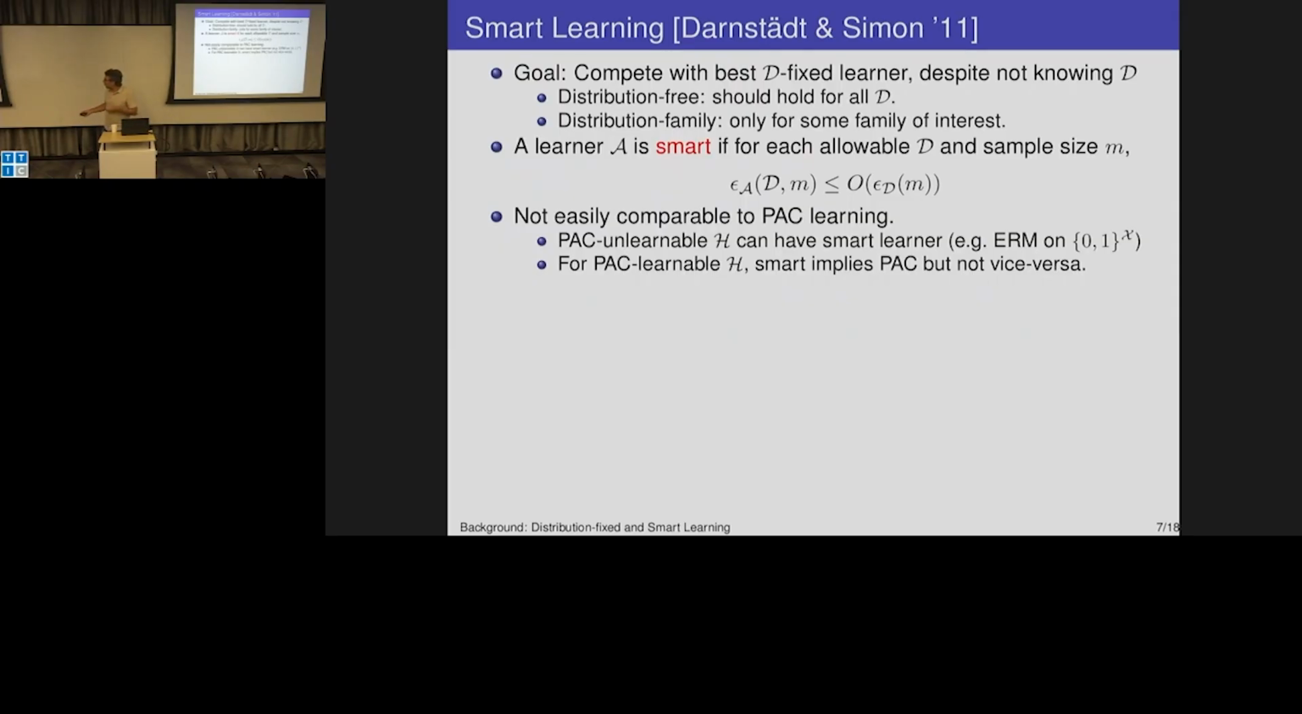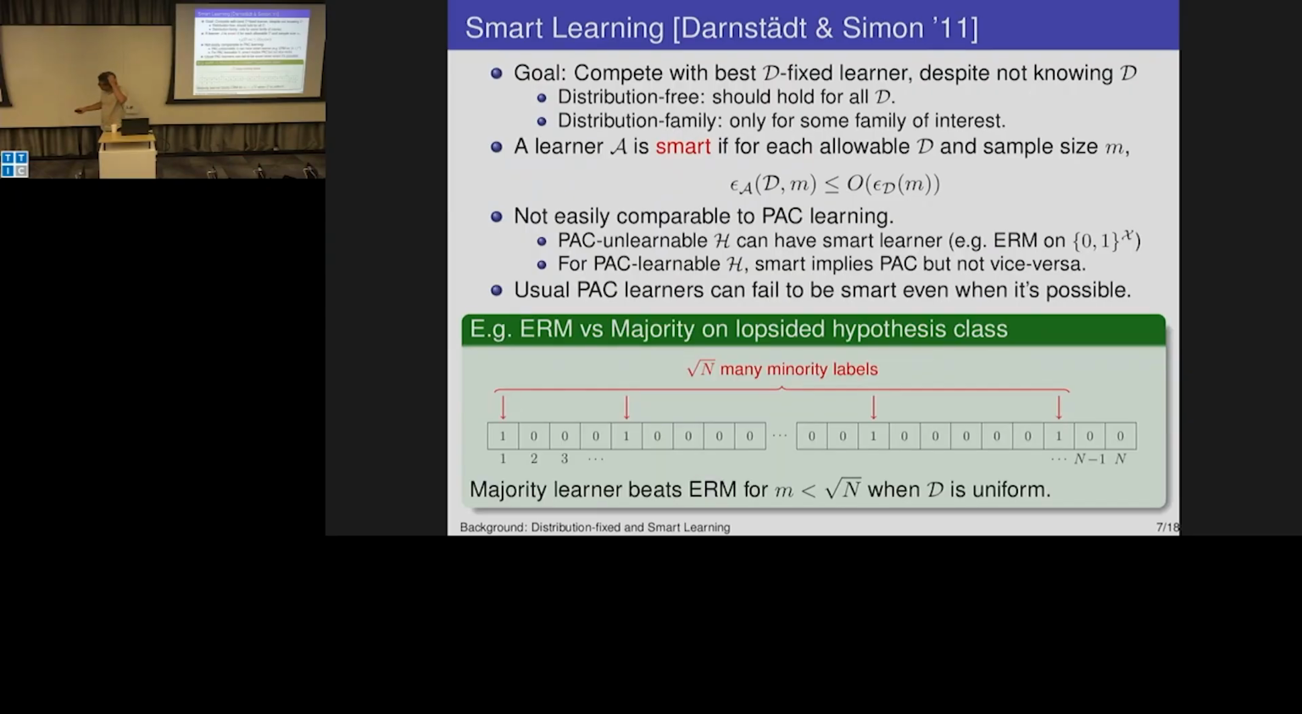Okay, we saw an example of this, but let me remind you. Typical PAC learners can fail to be smart, even when it's possible to be smart. Remember this lopsided hypothesis class. ERM we know is a PAC learner, but it doesn't have interesting guarantees when the number of samples is below the VC dimension. But like I said, the majority learner does well even when the number of samples is pretty small in this case. And so ERM, even though it's a PAC learner, is not a smart learner. And I can tweak majority learners carefully to get a smart learner for this class, exactly like Don suspected.